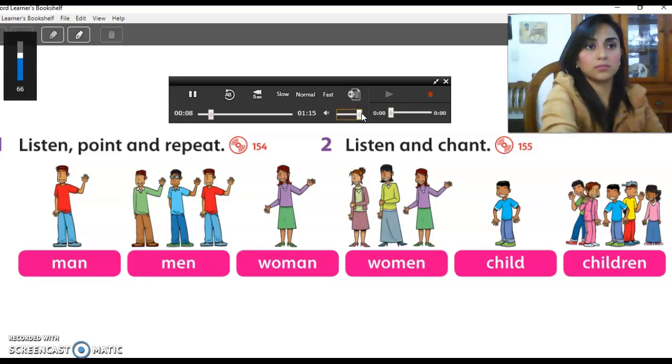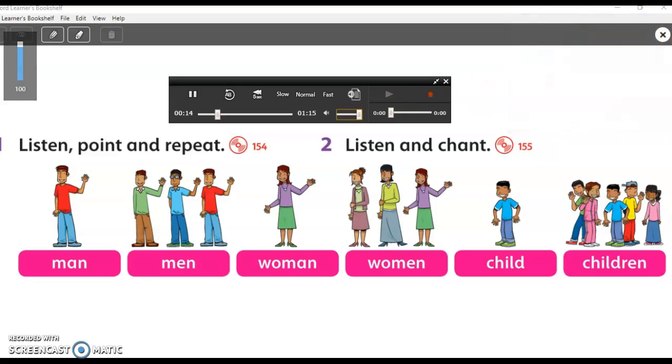Man. Men. Woman. Women. Child. Child. Children. Children. Woman. Man. Child. Men. Children. Women.